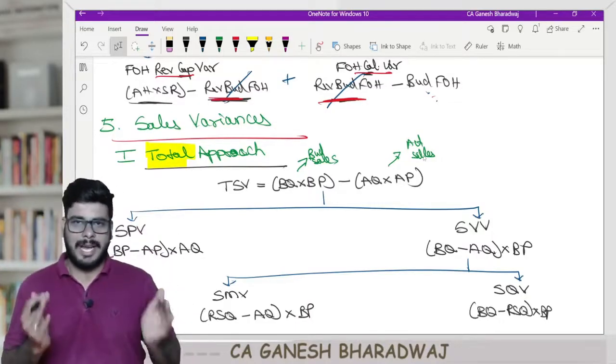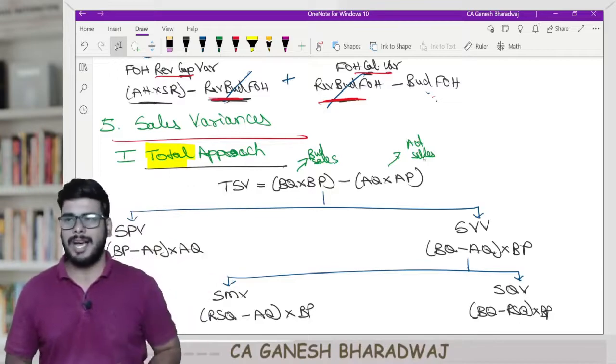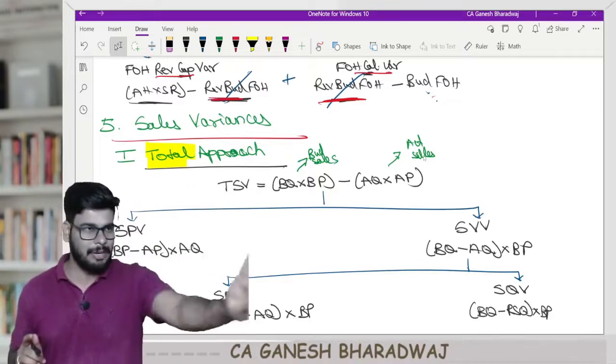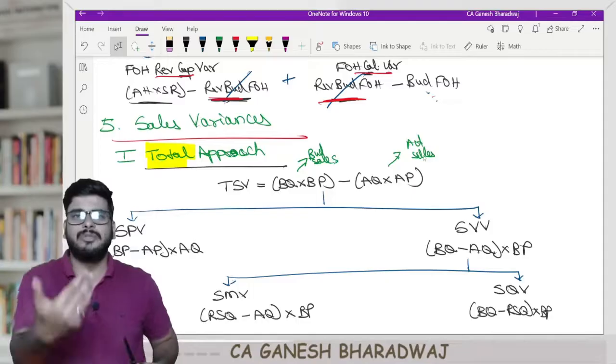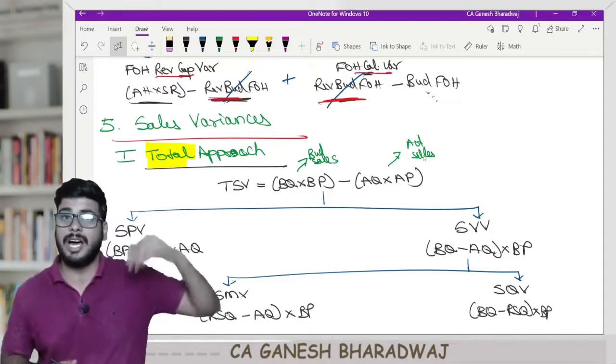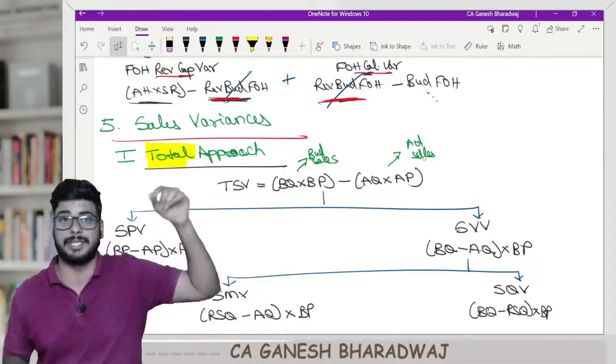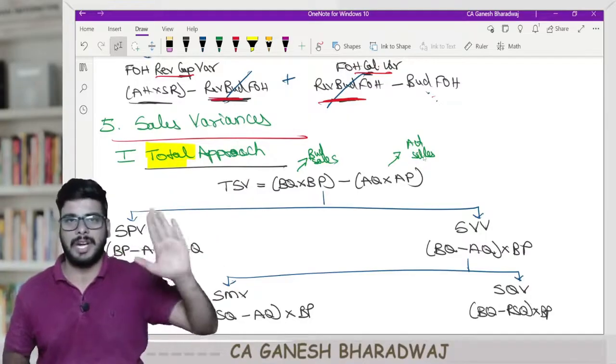Why? See, I am planning to sell so many units. I have actually sold so many units. There can only be budget and actual. You can't have something called standard, unlike the variable cost side variances like your material, labor and variable overhead. Are you clear with this?